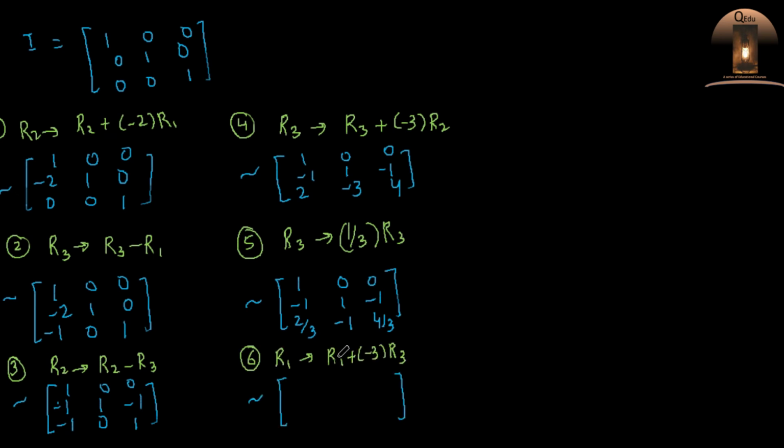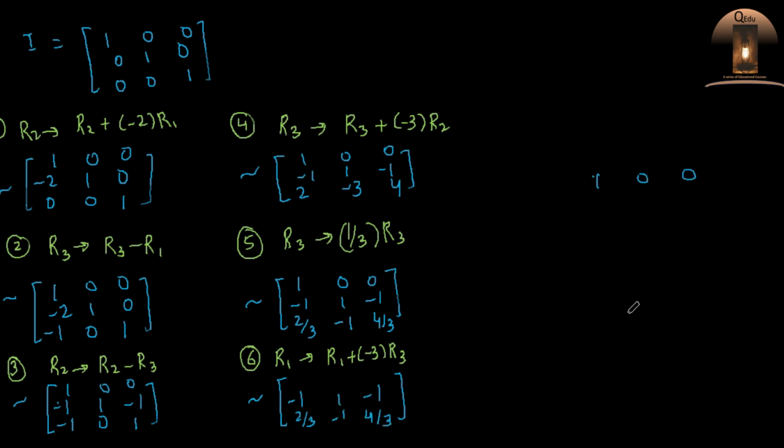Here we will change row 1 by applying the operation row 1 plus minus 3 times row 3. So the elements of row 1 will be changed only. The remaining two rows, the second and third rows, will be the same from the last matrix. So there will be minus 1, 1 and minus 1 from the last matrix in the second row, and then the third row will be 2 upon 3, and then minus 1 upon 3, minus 1, and then 4 upon 3.